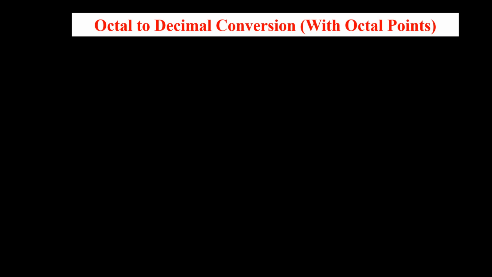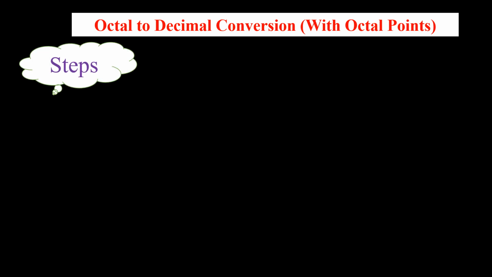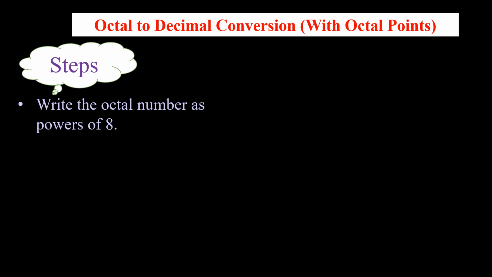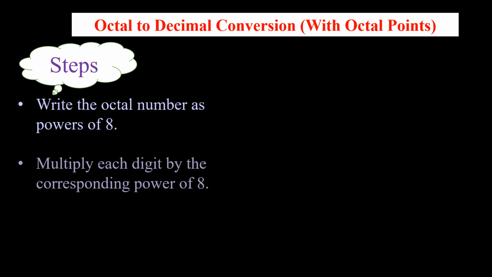And lastly, we are going to learn how to convert an octal to decimal with octal points. For octal numbers with fractional parts, convert the whole number as before. For the fractional part, multiply each digit by 8 raised to its negative position and sum them up.